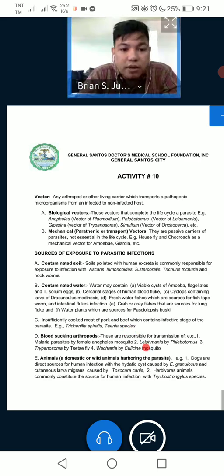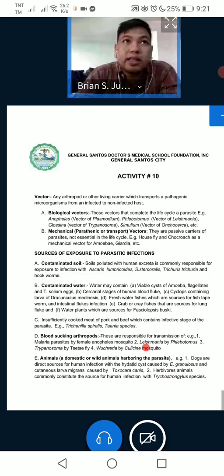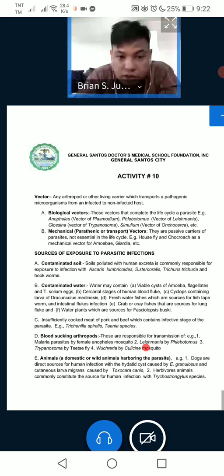Another one is insufficiently cooked meat of pork and beef. For those who love steak, those medium rare, rare to medium rare, with blood still in it, which contains the infective stage of the parasite. For example, we have Trichinella spiralis and Taenia species. Taenia solium for pigs and Taenia saginata for cows.